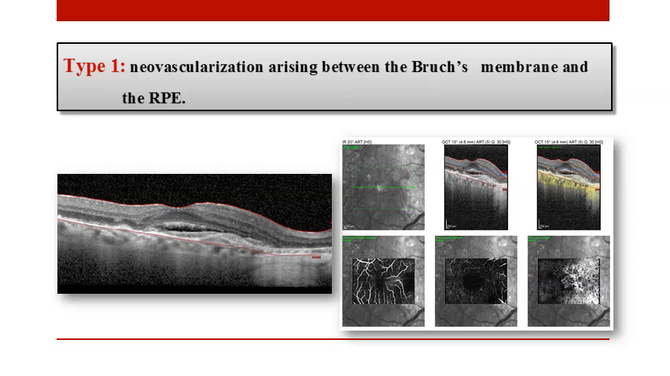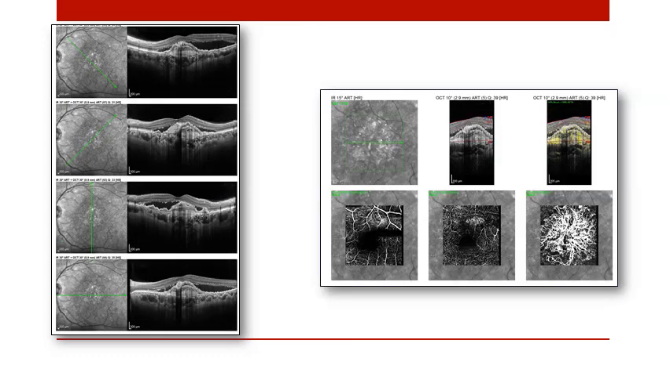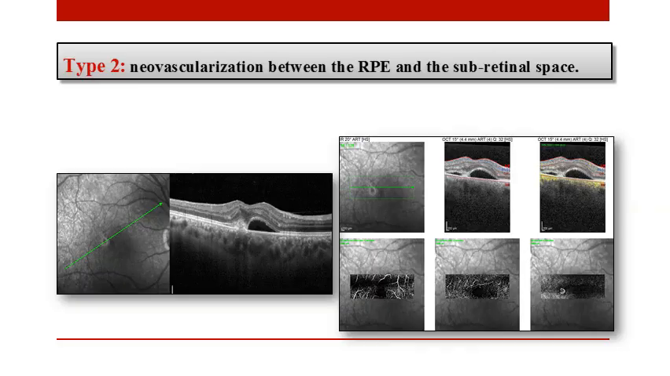Three types of neovascular membrane can be identified. Type 1, in which the neovascularization arises between Bruch's membrane and the retinal pigment epithelium. The retinal pigment epithelium will be involved in the CNV and elevated upwards, leaving Bruch's membrane, giving the classic double layer appearance. Another example of type 1 choroidal neovascular membrane with typical double layer appearance and elevation of the retinal pigment epithelium.